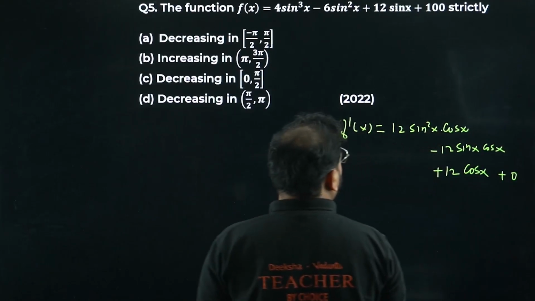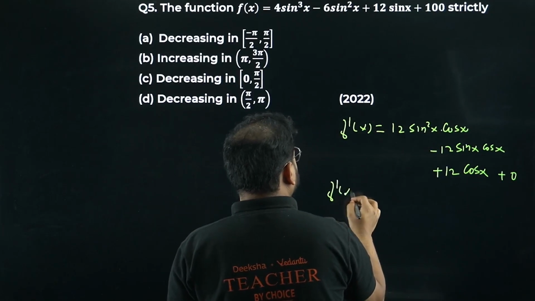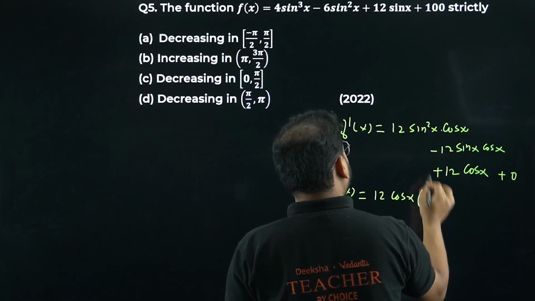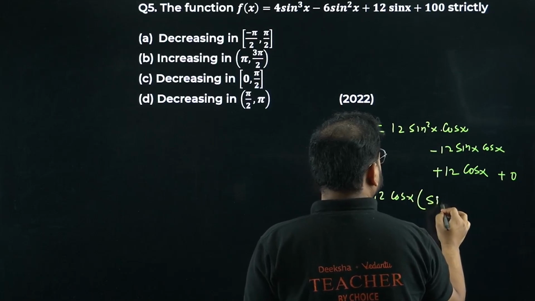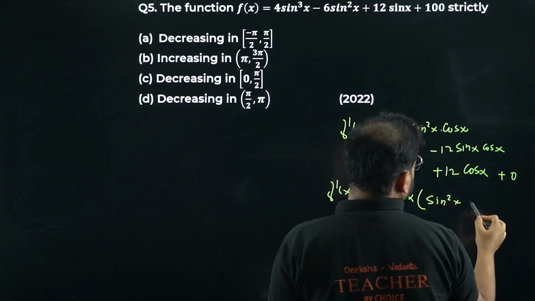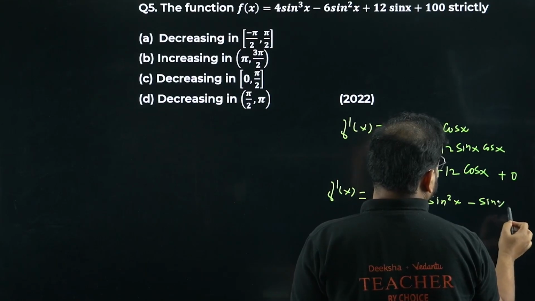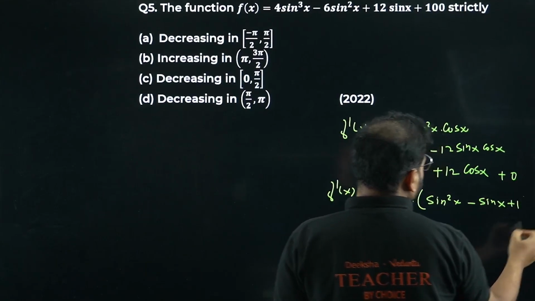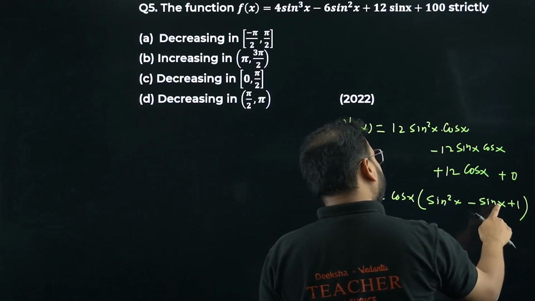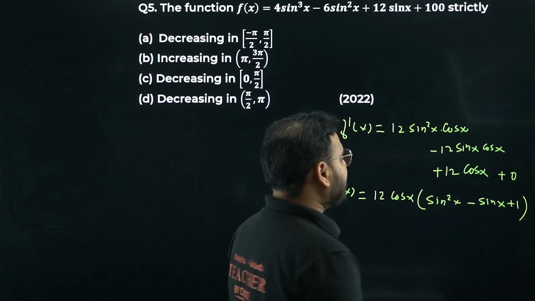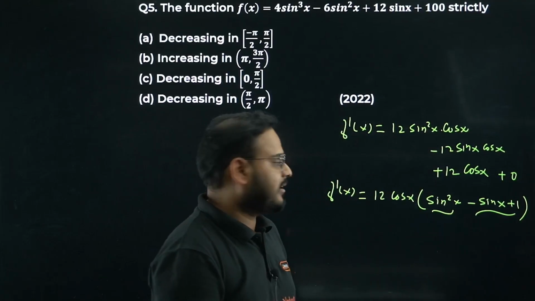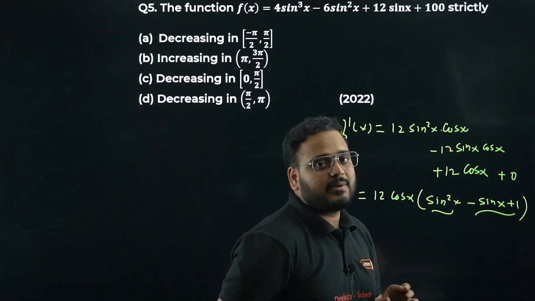I can take 12 cos x common, no? So I'm getting f dash of x equals, please check, 12 cos x is common. I'm having the first term as simply sine square x. From here I have minus sine x, and from here I have plus 1. Check this out. Sine x can go maximum up to 1. In that case it will become 0 and it will be positive only. Correct? If I take maximum value of sine x, it will become 1.